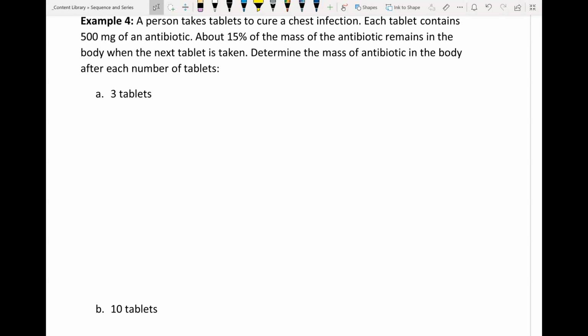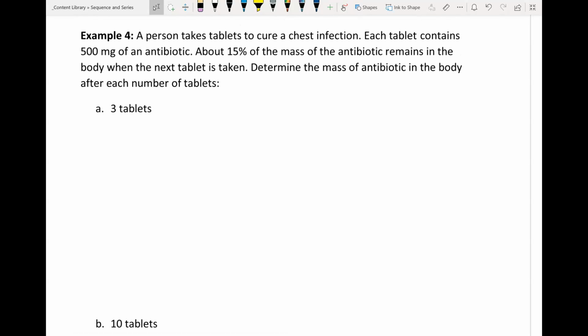So let's try to break down what is in this example, because we've been given quite a bit of information. So each tablet contains 500 milligrams. So I'm just going to say T1 then is 500 milligrams. We also have been given 15% of the mass of the antibiotic remains in the body when the next tablet is taken. So that means R, changing this to a decimal, is 0.15 because I'll divide by 100.